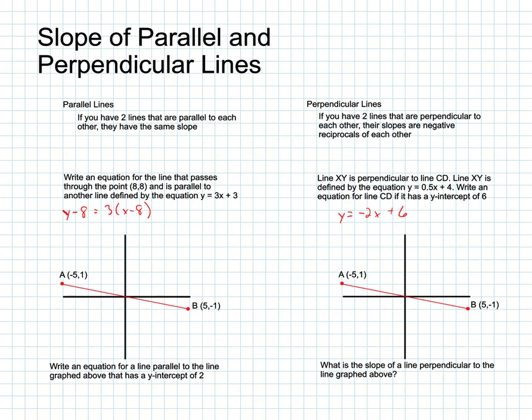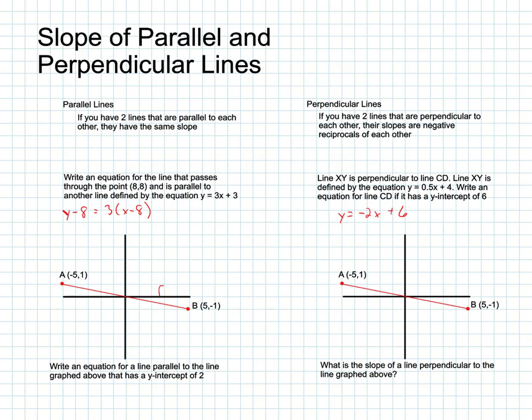Write an equation for a line parallel to the line graphed above that has a y-intercept of 2. So in the graph, we're given line AB, which has two defined points at (-5, 1) and (5, -1). To find the slope, we can actually just count since we're on a graph. So we're going to count the rise over the run. The rise is 1, and the run is negative 1, negative 2, negative 3, negative 4, and negative 5.